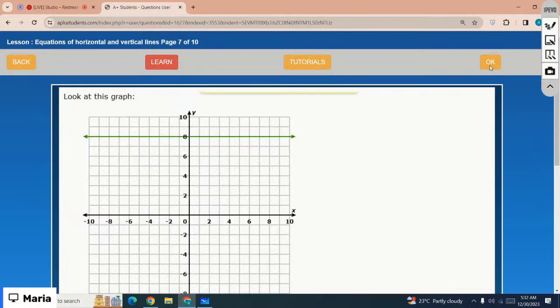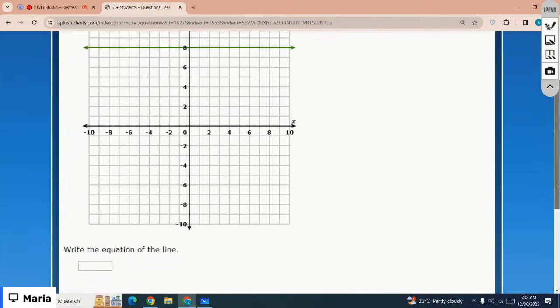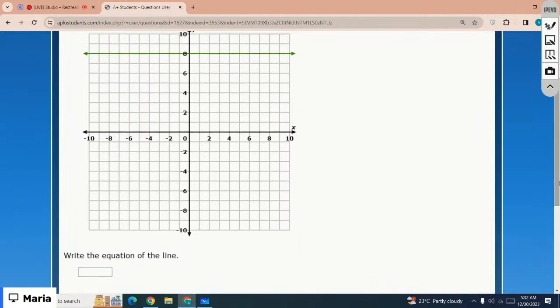Look at this graph. Write the equation of the line. So which is the correct option? Yes, the correct option is y equals 8.